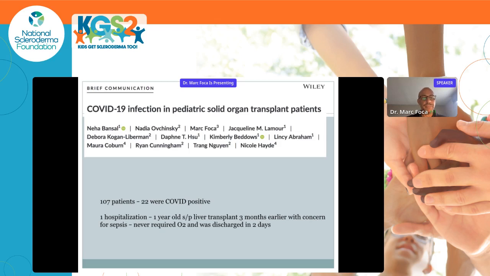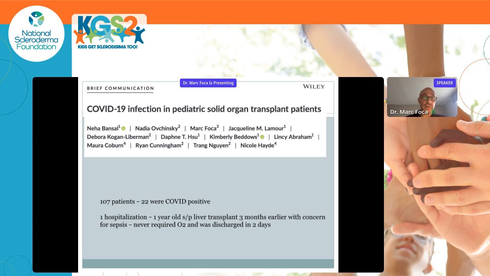At that point, of that group of 22, only one was hospitalized. It was a 1-year-old who had had a liver transplant 3 months before the admission, and there were concerns for bacterial infection of the blood, of what we call sepsis. And so that patient was admitted but was discharged 2 days later, never requiring oxygen. And the vast majority of these 22 patients never realized that they had been sick.